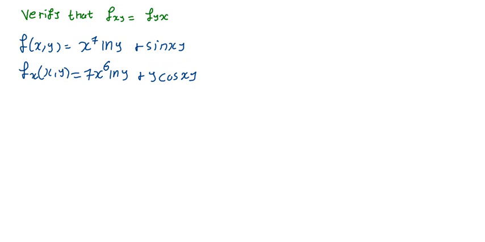Let me also differentiate in advance with respect to y. So fy of x comma y will be equal to, differentiating this function with respect to y, what are we going to get? We are going to get x to the seventh divided by y, from ln of y.